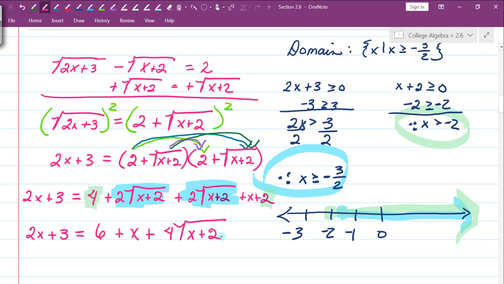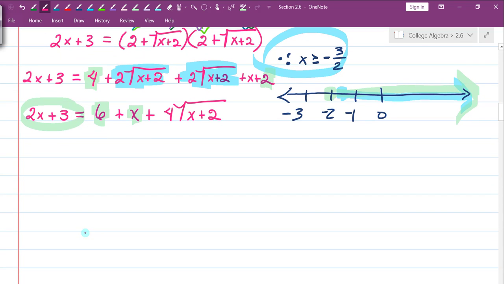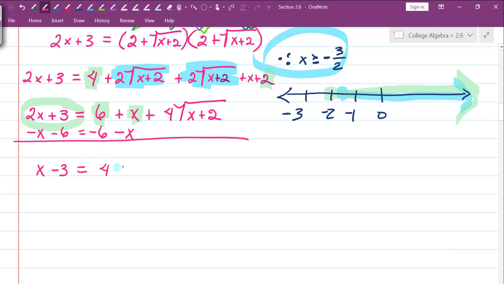Now what I want to do is move my 6 and my x to the left hand side over here. And I'm going to do that through subtraction. So I'm going to subtract 6 from both sides of the equation and subtract x from both sides of the equation and then add straight down. So 2x minus x just gives me x, and then 3 minus 6 gives me a negative 3, and that is going to be equal to 4 on the square root of x plus 2.